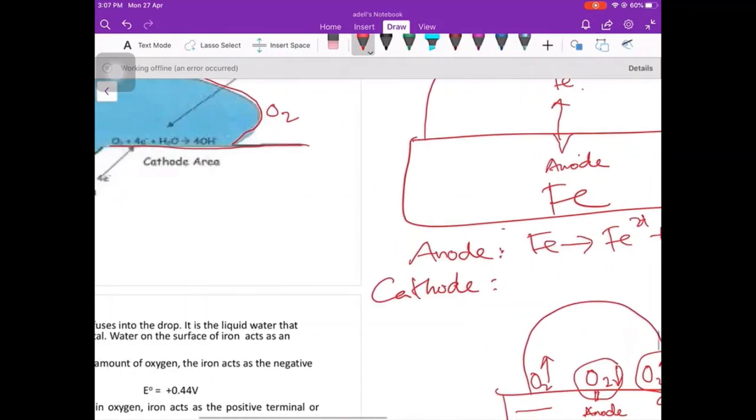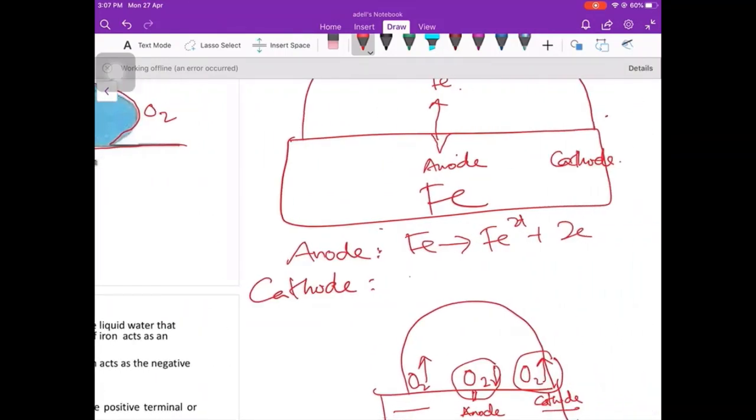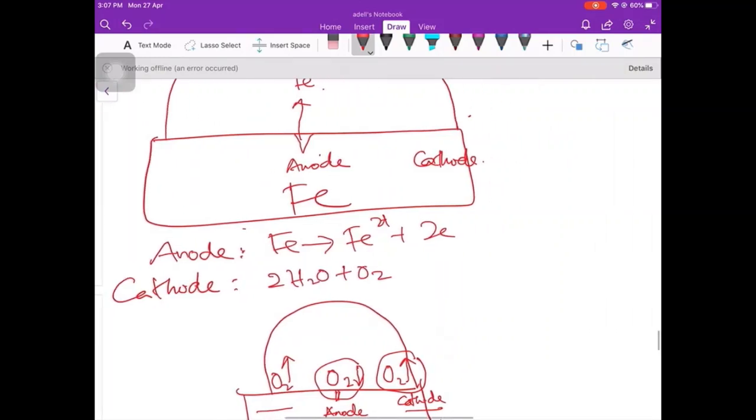So it is alkaline, so water, in water with the presence of oxygen, will accept 4 electrons and produce hydroxide ion.